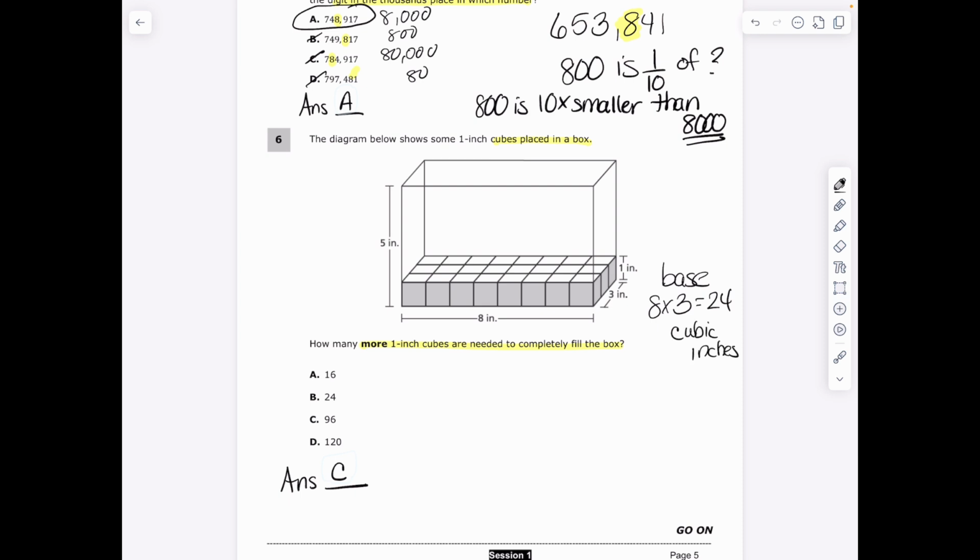What would the entire thing be? So for volume, I need all 3. I have 8 times 5 times 3. Or in other words, I'd have 8 times 3, and then I stack it up 5 times.